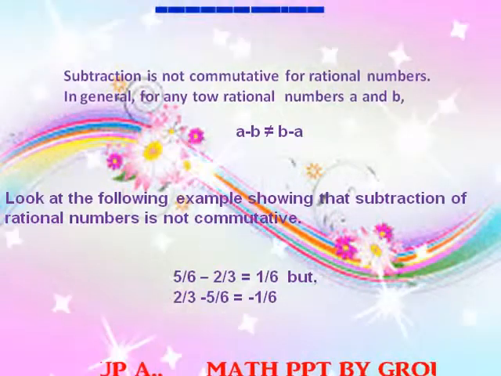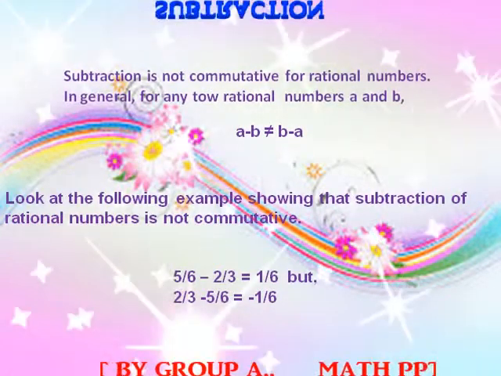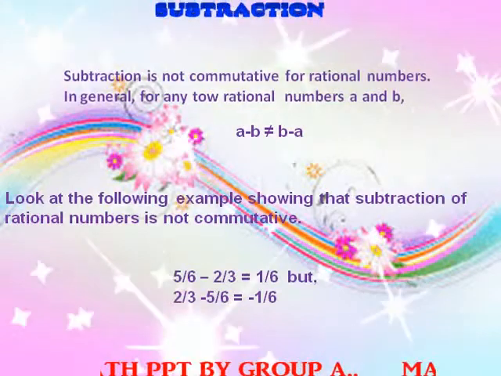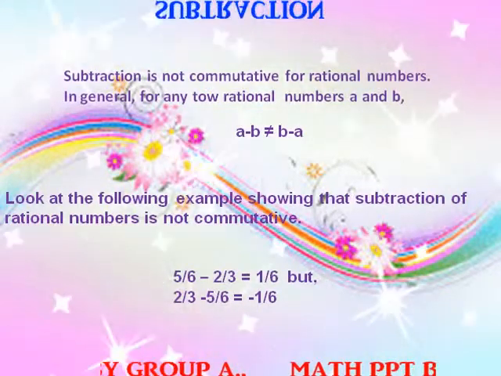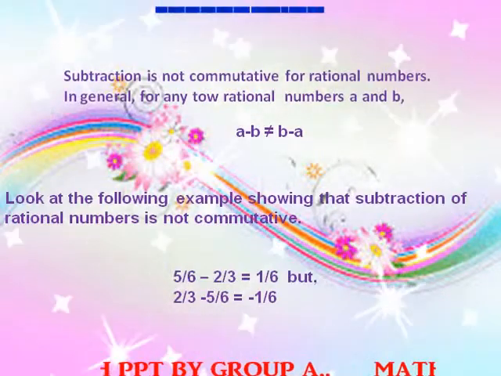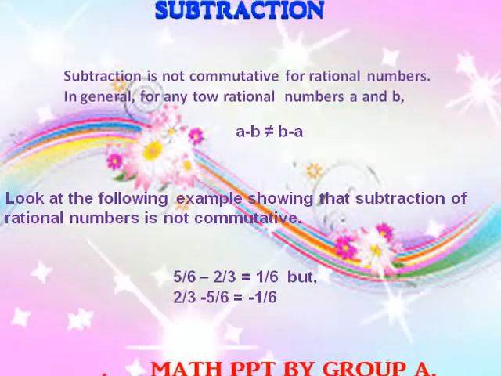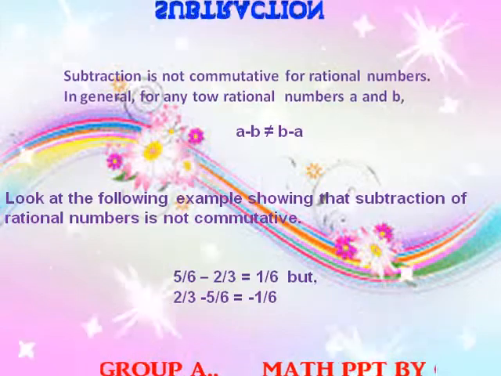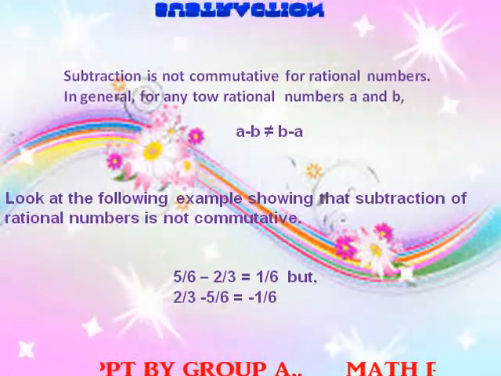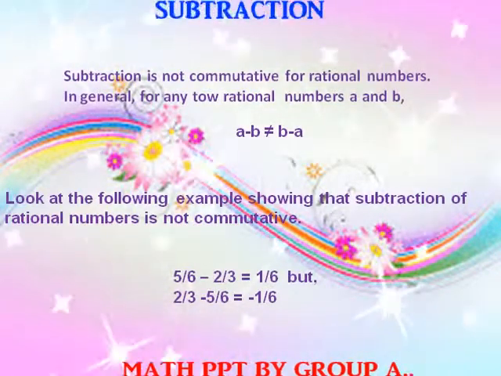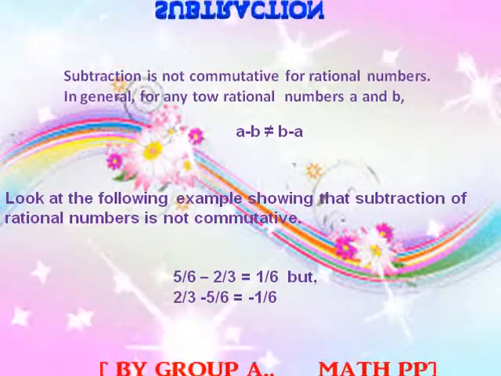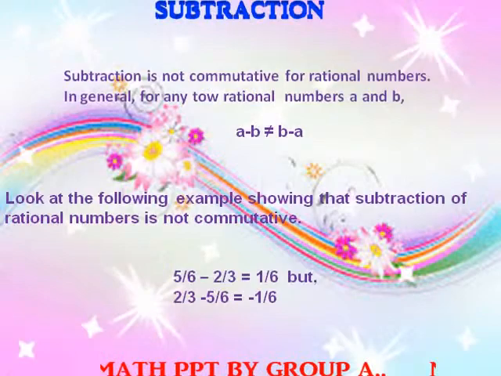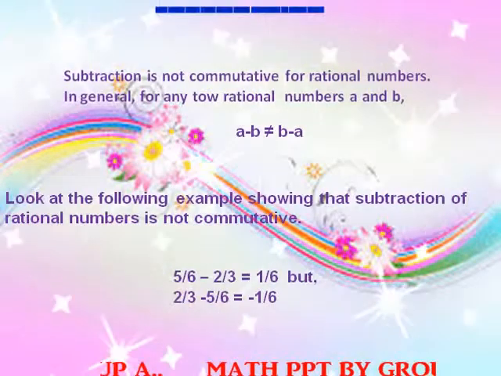Subtraction. Subtraction is not commutative for rational numbers. In general, for any two rational numbers a and b, a minus b is not equal to b minus a. Look at the following example showing that subtraction of rational numbers is not commutative. 5 upon 6 minus 2 upon 3 equals 1 upon 6, but 2 upon 3 minus 5 upon 6 equals minus 1 upon 6.